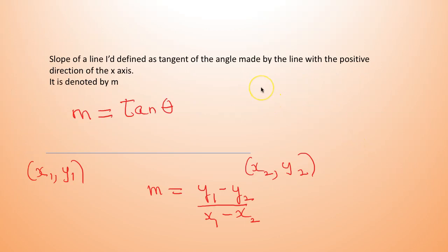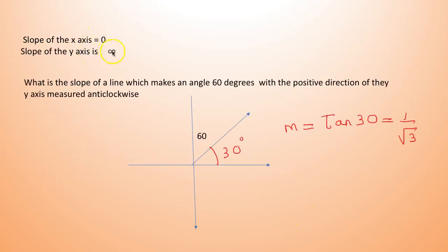Slope of a line is defined as the tangent of the angle made by the line with the positive direction of the x-axis. It is denoted by m, so m equal to tan theta. Now, given a line joining 2 points (x1, y1) and (x2, y2), if it is difficult to determine the angle formed by this line with the positive direction of the x-axis, we can also define the slope as (y1 minus y2) by (x1 minus x2). That is, you subtract the y coordinates divided by subtract the x coordinates. Slope of the x-axis is 0 and slope of the y-axis is infinity.